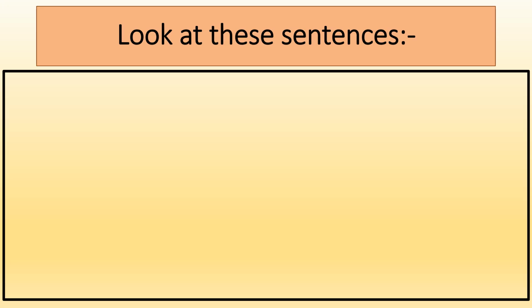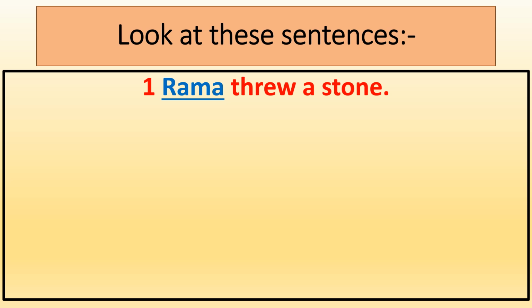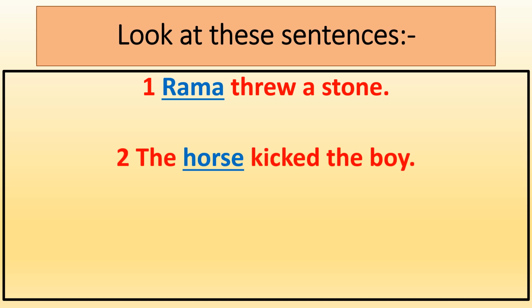Look at the sentences. Ram threw a stone, the horse kicked the boy. In sentence 1, who threw the stone? The answer is Ram. So, the noun Ram is the subject of the verb threw. In sentence 2, who kicked the boy? The answer is horse. So, the noun horse is the subject of the verb kicked.